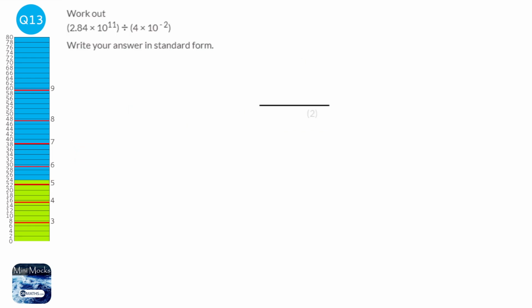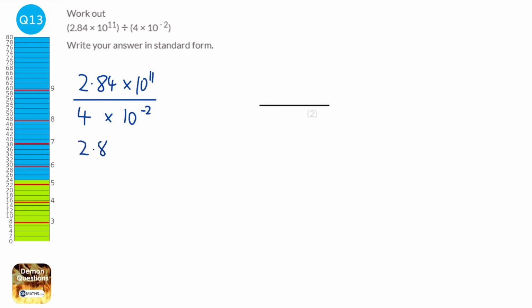So we can write this as a fraction. So it would be 2.84 times 10 to the power of 11 over 4 times 10 to the power of minus 2. What we can do is split this up into two fractions.